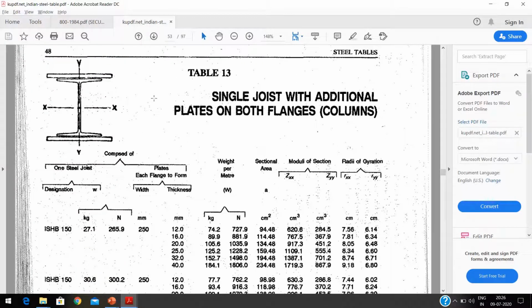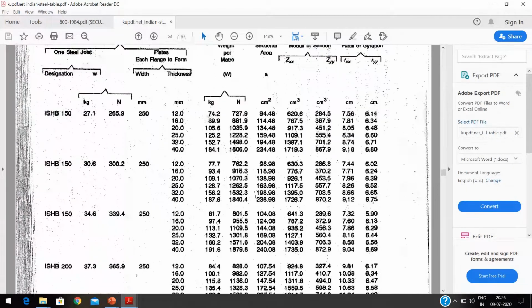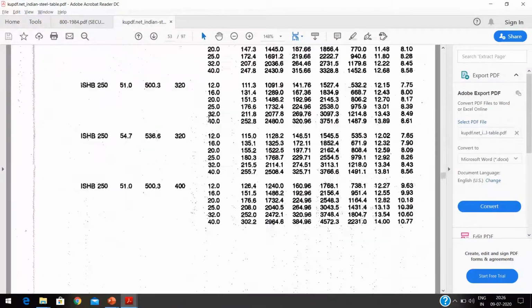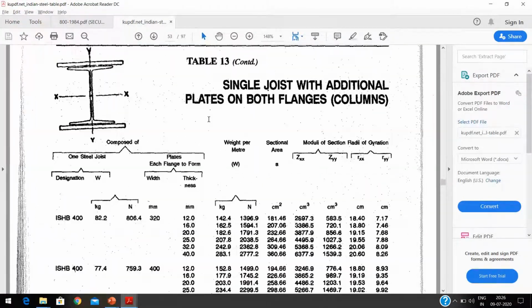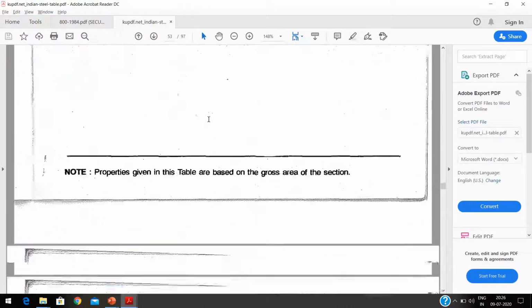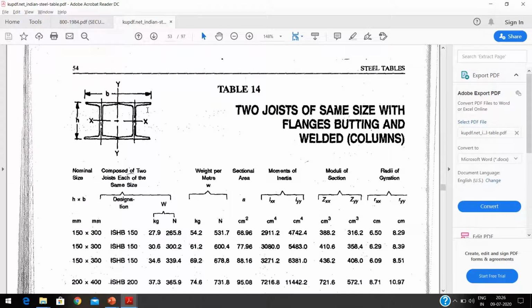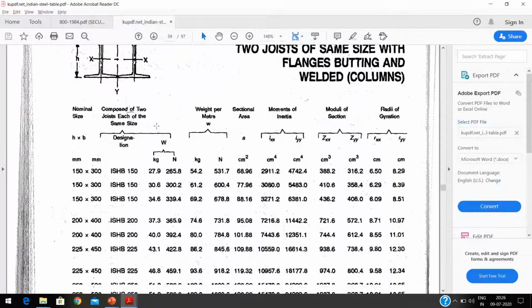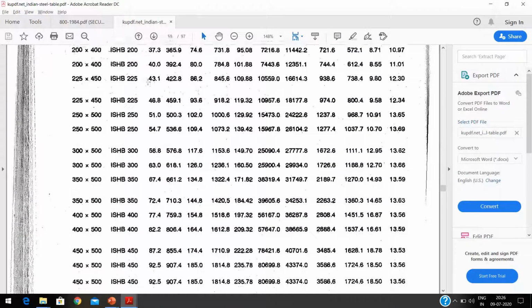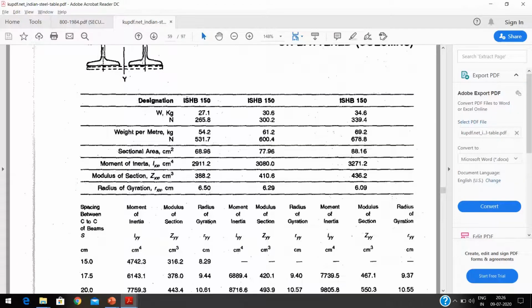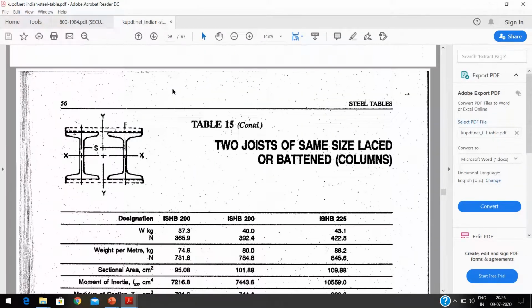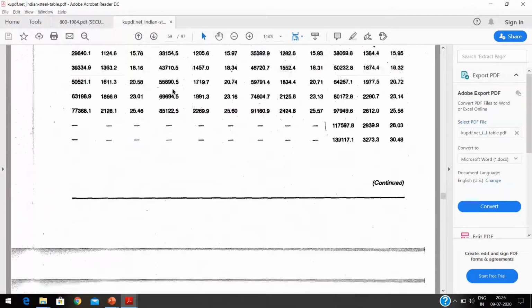So here you can see with additional plate, that is for the column itself. So actually these are different things, and at the time of design you have to keep this with you, so that the design will become simpler. So this is the two I sections. Same way, two channel sections back to back are there, two channel sections toe to toe are there. This way that distance has been given, and the properties are also given below.